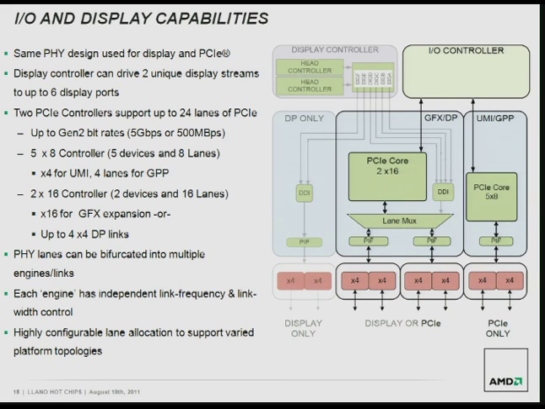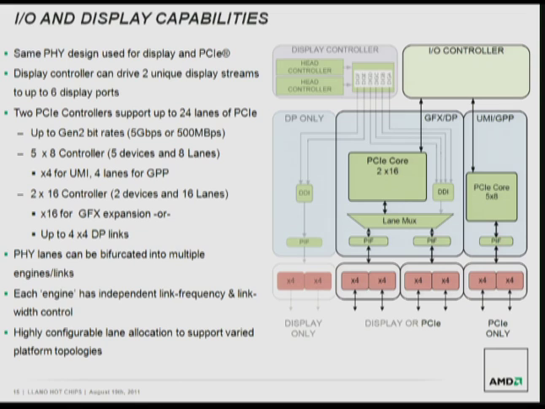If I take an I/O-centric view of the arrangement, I have an I/O controller talking to the PCIe controller here. This is a 5x8, which refers to 5 addressable entities, 8 lanes. And that's split into 4 lanes for the unified media interface, which is the link to this Southbridge, and 4 for GPP. On the other side, we've got a 2x16 core, which means we have 2 addressable entities, 16 lanes. And that can be split to serve 2x8 graphics links or a single x16 graphics interface. Any one of the links here, the x4 links, can be bifurcated. And we'll manage link power on and frequencies depending on the requirements. So we can switch back from Gen 2 to Gen 1 and so on.